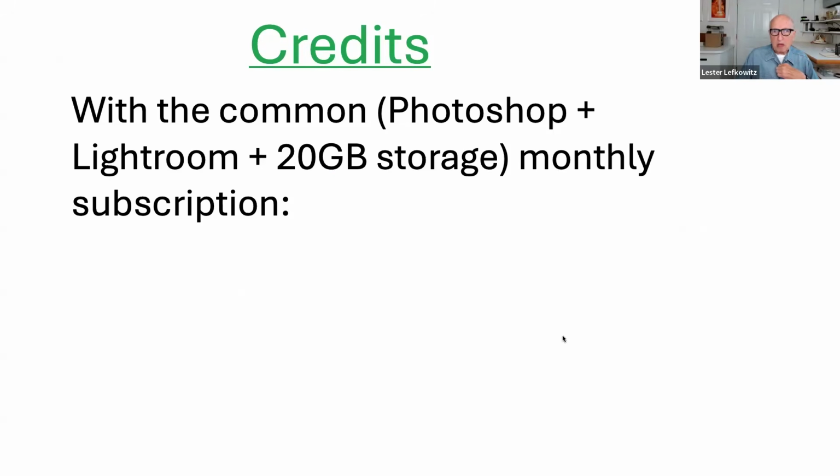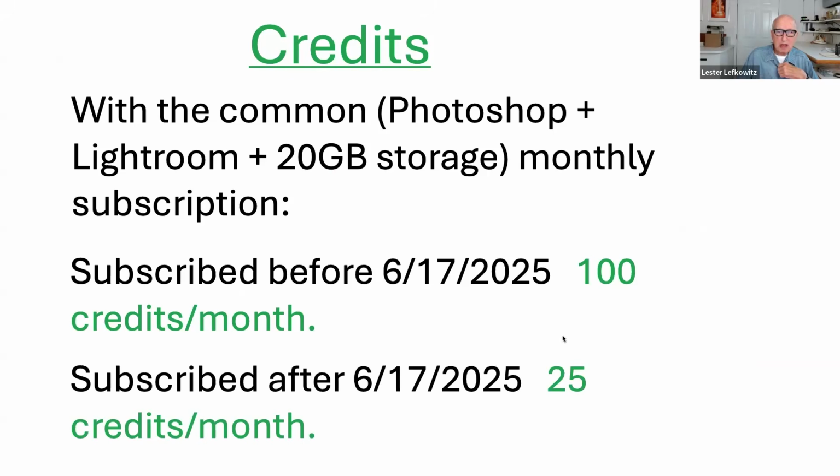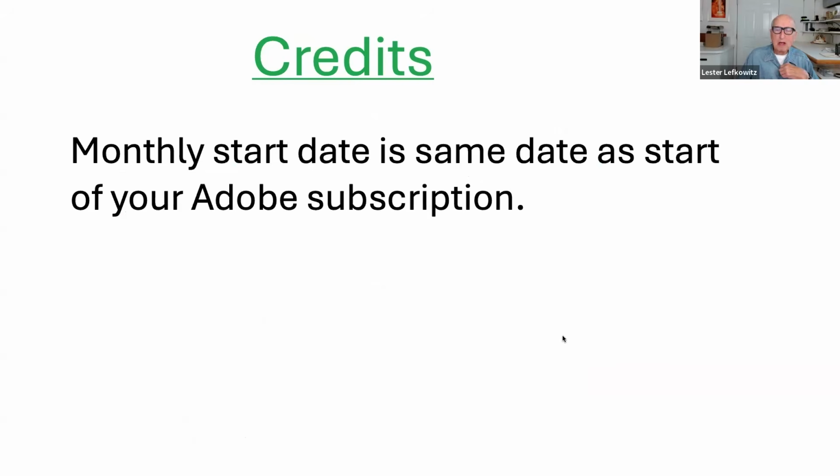If you have the typical Photoshop Lightroom 20 gigabyte system that most of us have, and you subscribe before June 17th, you can get 100 credits per month. So guys like me and most of you, we can get 100 credits. If you subscribed after June 17th, you only get 25 credits. So if you're new to this system, you get 1/4 as many credits. Too bad. Now, that monthly date starts the day you signed up for your original subscription, that's the start date for your month of credits.